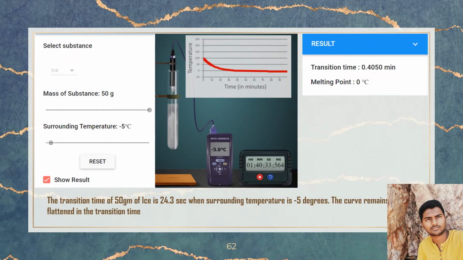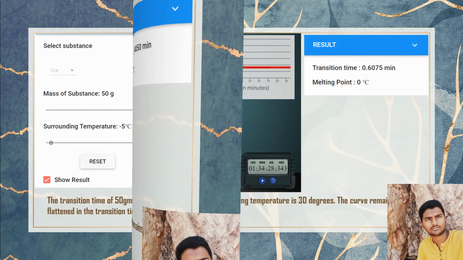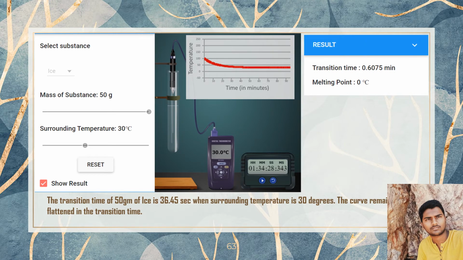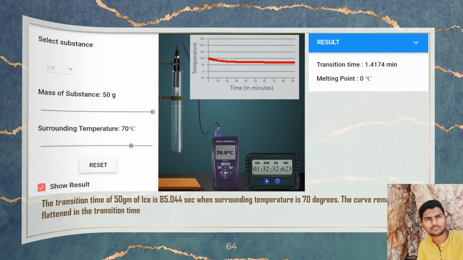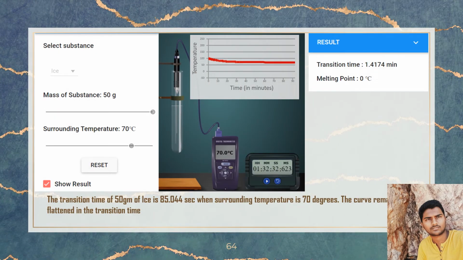And the mass of substance is 50 grams here, the substance is ice, and the surrounding temperature is -5 degrees Celsius. The transition time is 0.4050 in minutes and 24.3 in seconds. The ice is 50 grams and the surrounding temperature is 30 degrees Celsius. The transition time is 0.6075 in minutes and 36.45 in seconds. At 50 grams, the surrounding temperature is 70 degrees. The transition time is 1.4174 in minutes and 85.044 in seconds.